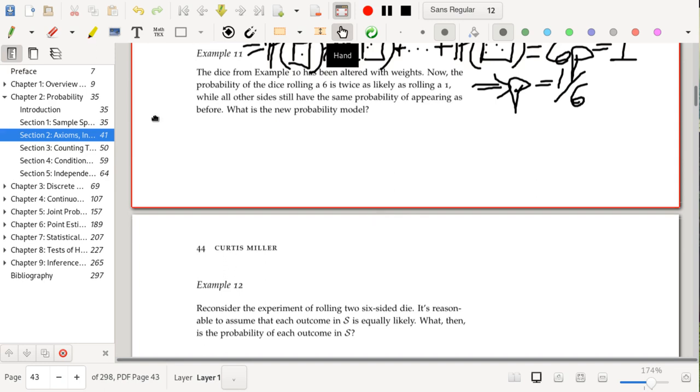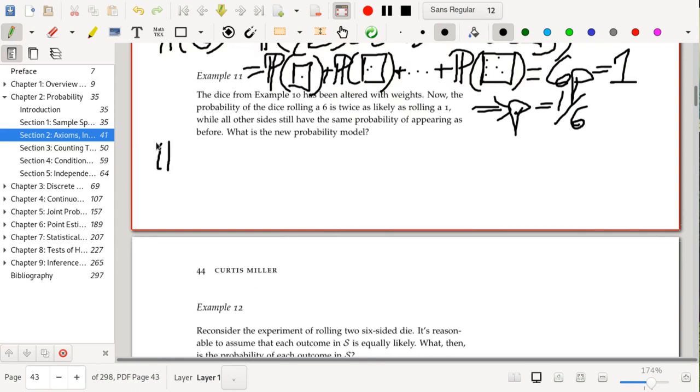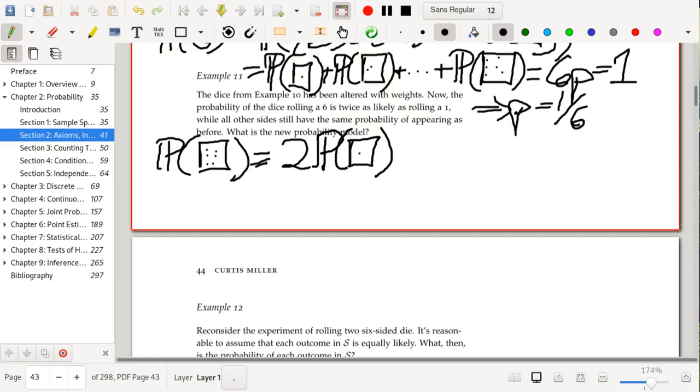So we're going to say that the probability of rolling a 6, so 1, 2, 3, 4, 5, 6, is equal to 2 times the probability of rolling a 1. And we're just going to say that's equal to 2 times P. Or we'll try to keep things a little bit different. We'll call it Q this time. So we need to figure out Q, because Q gives us the probability of rolling a 1. And if we figure out the probability of rolling a 1, we then instantly know rolling a 6.